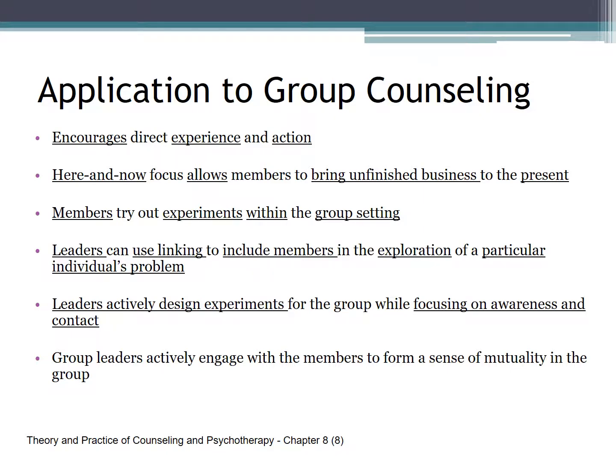Its application in group counseling. It encourages direct experience in action. Here and now focus allows members to bring unfinished business to the present. Members try out experiments within the group setting. Leaders can use linking to include members in the exploration of a particular individual's problem. Leaders actively design experiments for the group while focusing on awareness and contact. Group leaders actively engage with the members to form a sense of mutuality in the group.